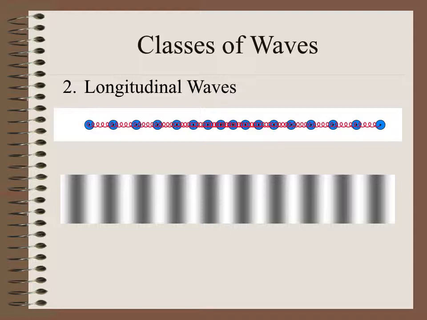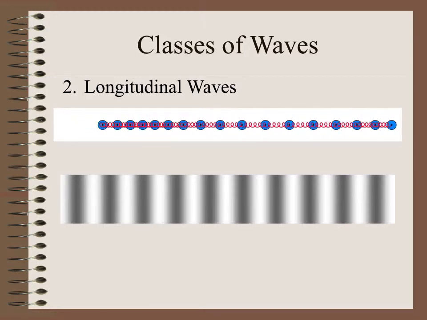The second classification of wave is called a longitudinal wave. And in a longitudinal wave, notice that the vibrations are right and left, and the propagation is also from left to right. So a longitudinal wave is one where the vibrations are parallel to the propagation. Now notice that there are places where the particles get compressed together, and other places where the particles get spread apart. The part where the particles get compressed together is called, logically, a compression.